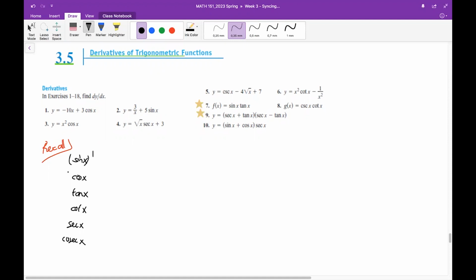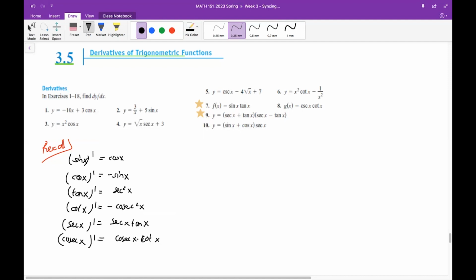Now I want to show you the first derivatives of these trigonometric functions, the differentiation rules for them. Derivative of sine function is cosine. Derivative of cosine is minus sine x. Derivative of tangent is secant square x. Cotangent similarly is cosecant square with a minus. Derivative of secant is secant times tangent x. Cosecant similarly is cosecant x times cotangent x with a minus sign in front.